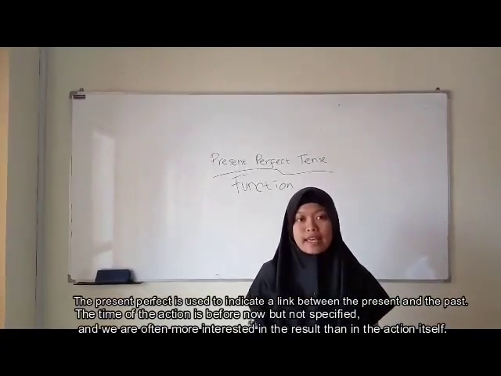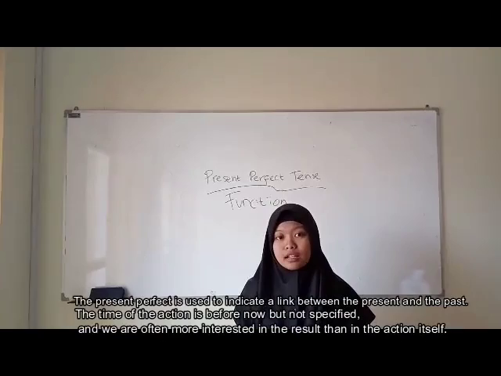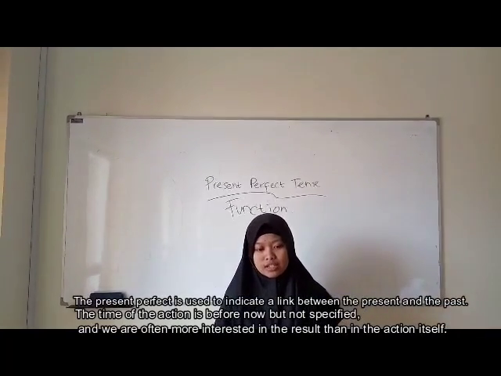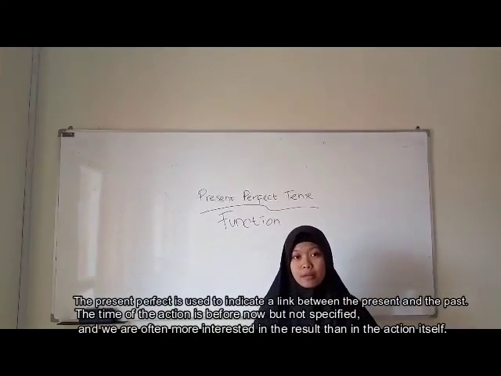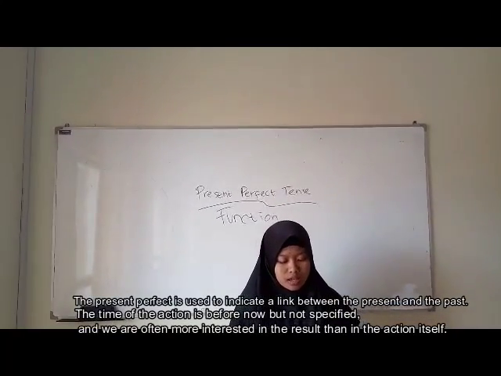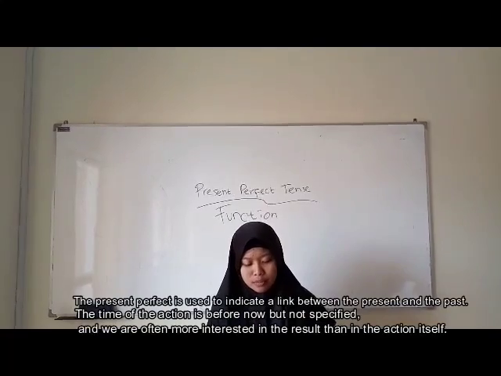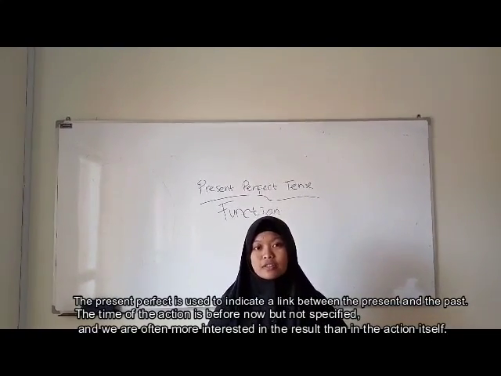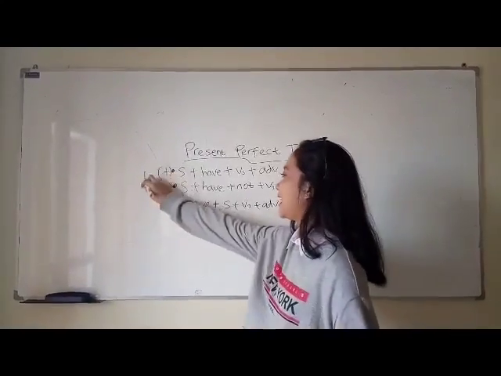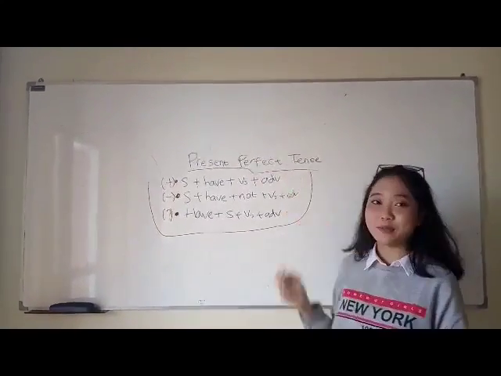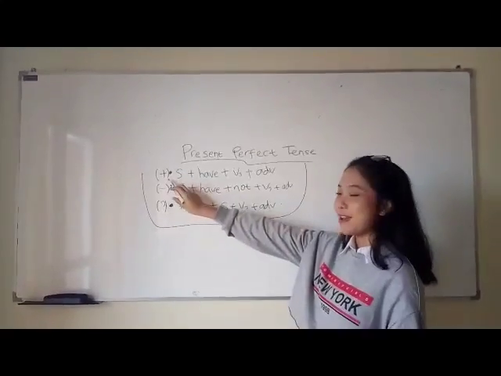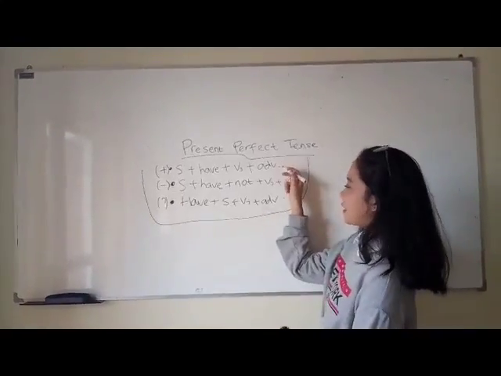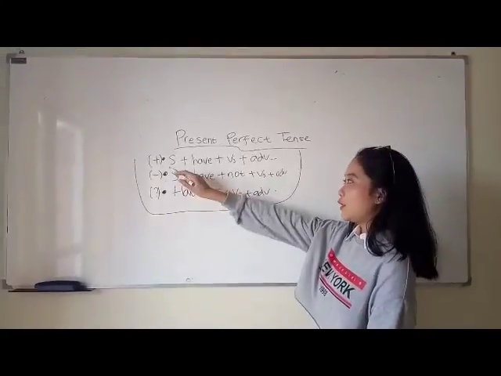Okay, the present perfect tense is used to indicate a link between the present and the past, and the time of the action is before but not specific, and we are often more interested in the result than the action itself. So these are the patterns we're using for present perfect tense. We have the positive and the negative, and this one is the interrogative. We're going to start with this. I'm going to give you an example to use this.